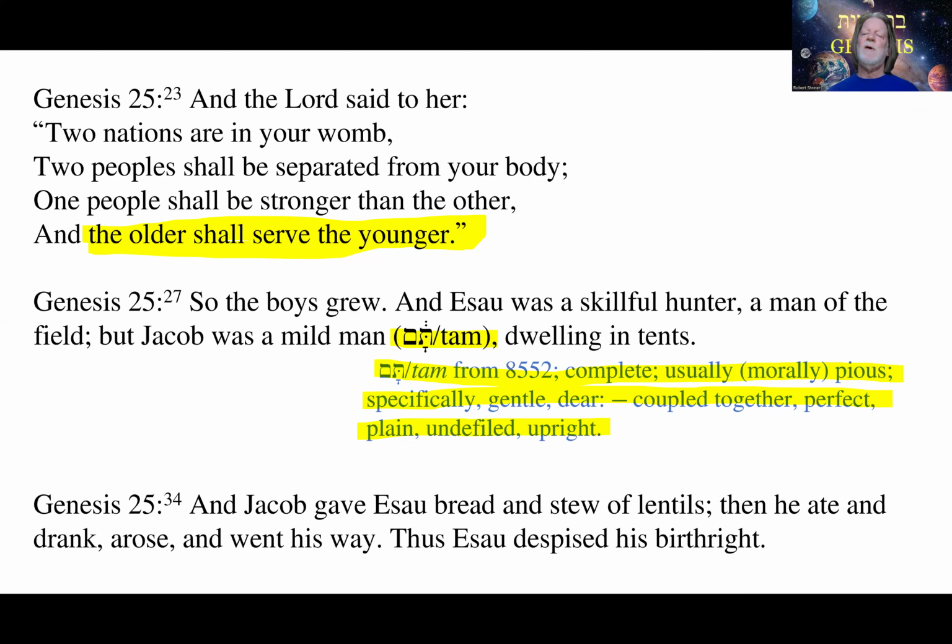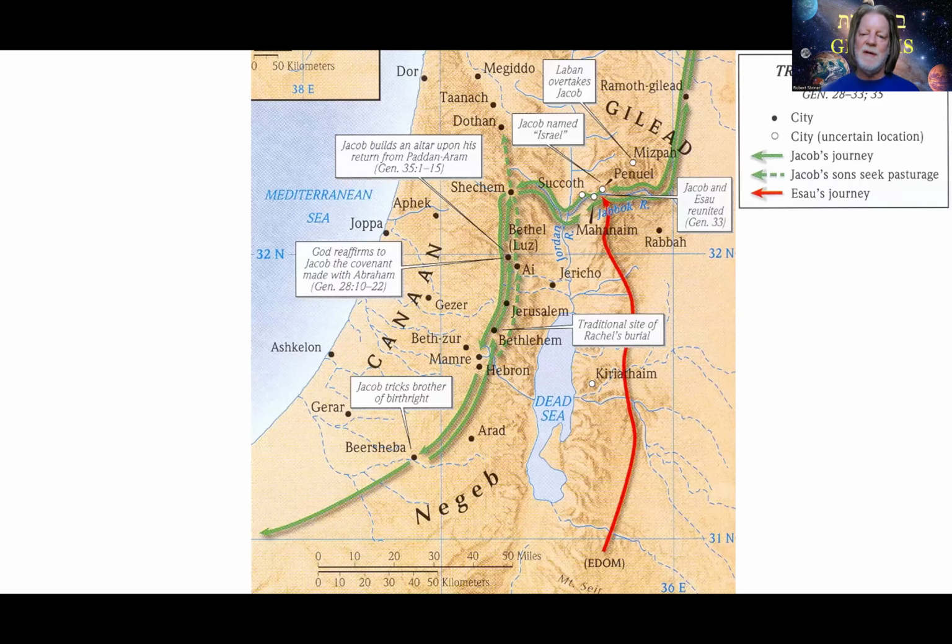He still does some very questionable things. But I tried to put a construction on those behaviors of Jacob that would still allow him to be a morally pious, perfect, undefiled, and upright man. So I've either done a good job of that or not so good a job of that. I'll let you be the judge of it. But we will soon be departing this characteristic of Jacob and turning to other things.